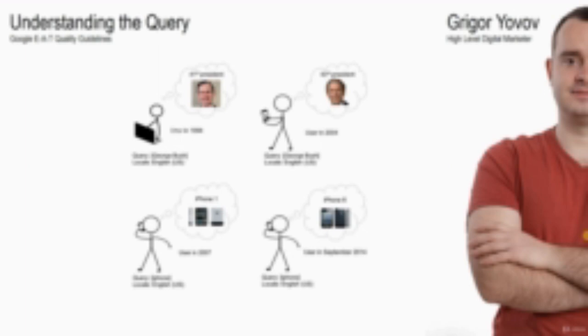And we have here two other types of understanding the user query, and these are connected with time. The idea here is that users in the year 1994 will look for the 41st president as a query, George Bush, and users in 2004 will look for the 43rd president, which is George Bush, and this varies depending on the time.